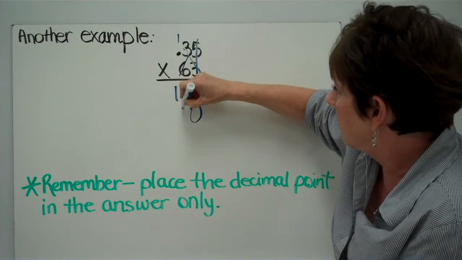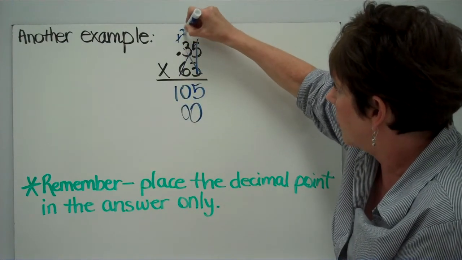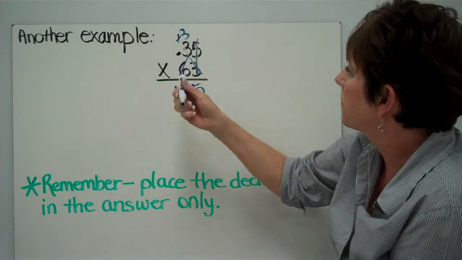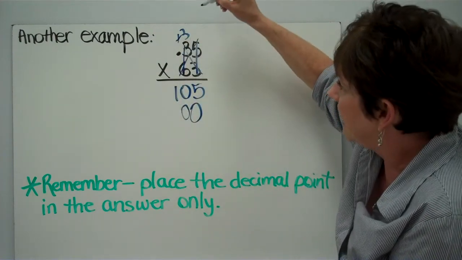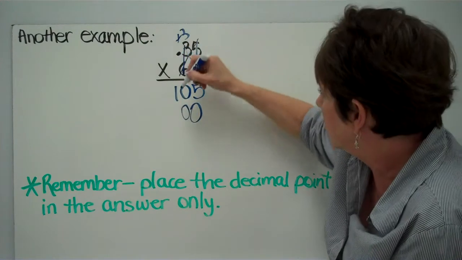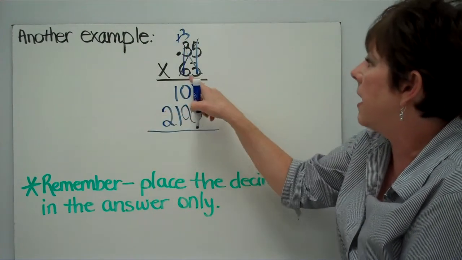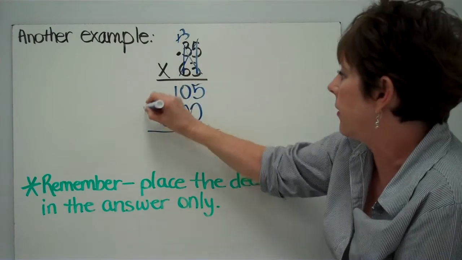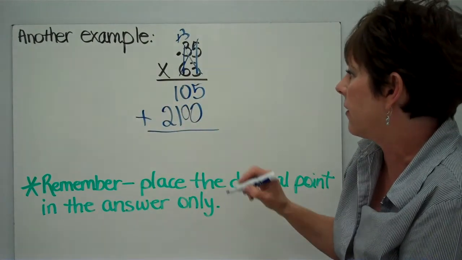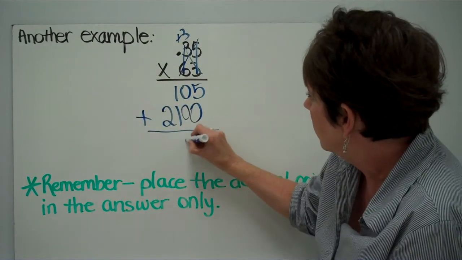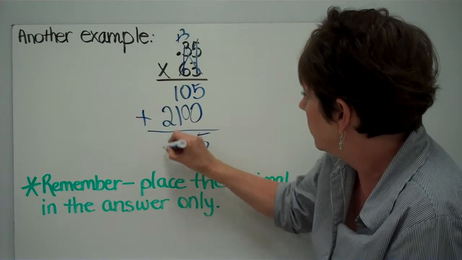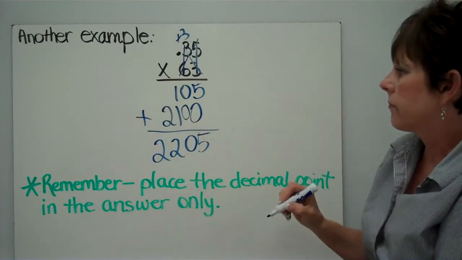6 times 5 is 30. I'm going to mark that out because I don't need it anymore. 6 times 3 is 18, plus 3 is 21. All right, I'm completely done with everything I can multiply here. So I'm going to add it together, and this becomes 5, 0, 2, and 2.